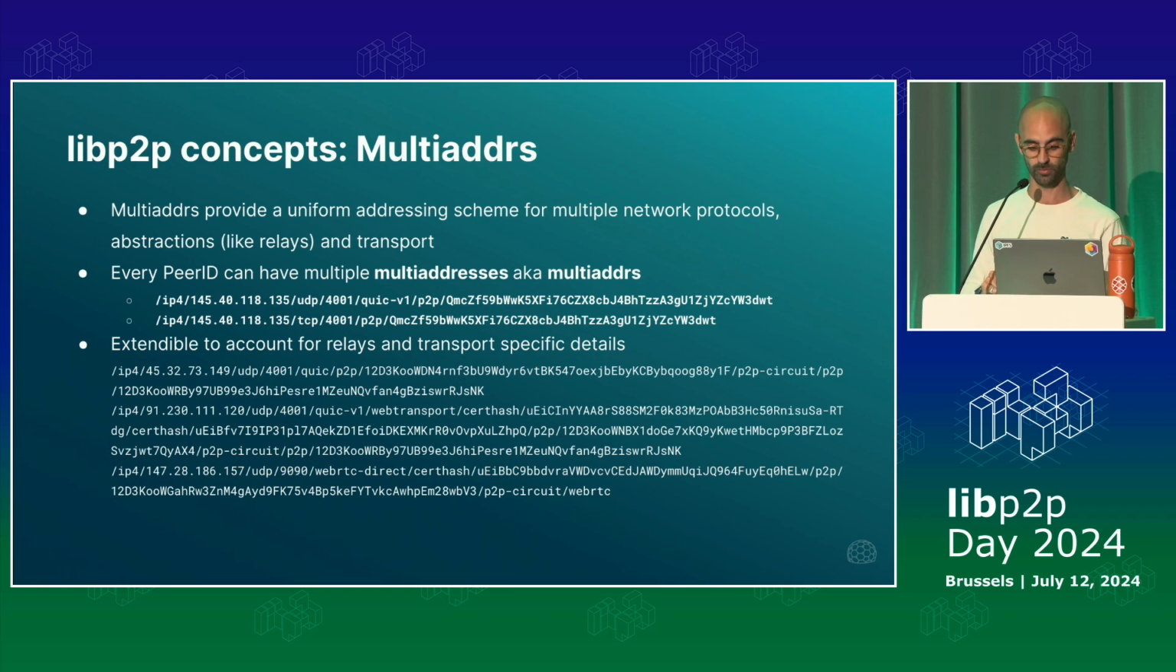So for example, we have here this peer ID that has two multiaddrs. Multiaddresses are just sometimes abbreviated to multiaddrs. And the difference between these two is that one is a QUIC one and one is a TCP one. So you can see, and does anyone know why it's quic-v1 and not just quic?